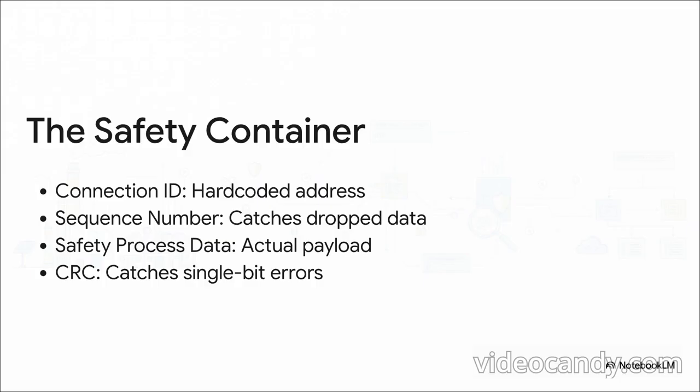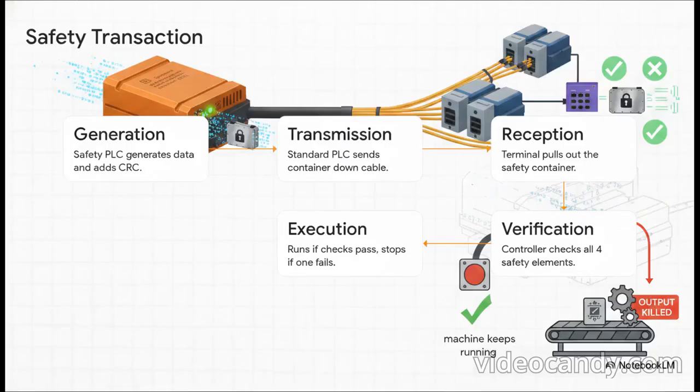First, a hard-coded connection ID ensures an emergency stop meant for one specific robot isn't accidentally executed by another. Second, sequential numbering instantly catches if a network glitch drops or duplicates any data. Third, inside sits the actual safety process data payload. And finally, it's all protected by a CRC, or cyclic redundancy check. This is a mathematical checksum so incredibly strict that if even a single binary 0 or 1 flips because of electrical interference, the whole packet is immediately rejected. No questions asked. And in real time, this whole transaction happens in an absolute flash.